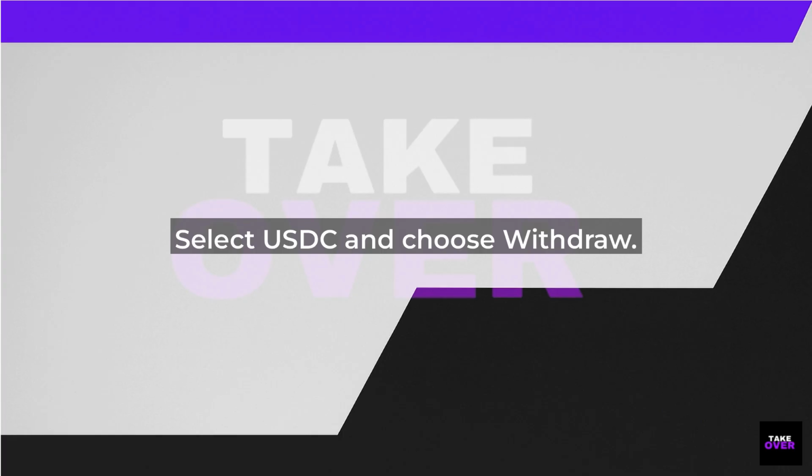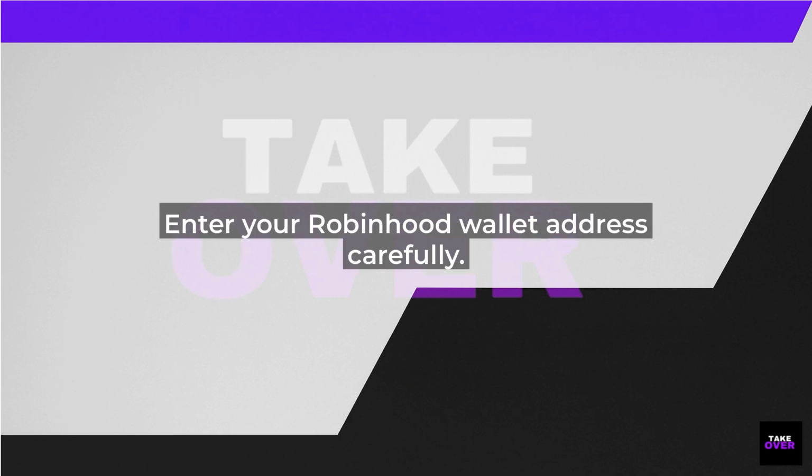Step 2. Find your USDC balance and click on Withdraw. You'll see a form pop up asking for details. Here, choose the blockchain network. Stick with Ethereum or whatever Robinhood supports to avoid any compatibility issues. Double-check this, as using the wrong network could mean losing your funds forever.